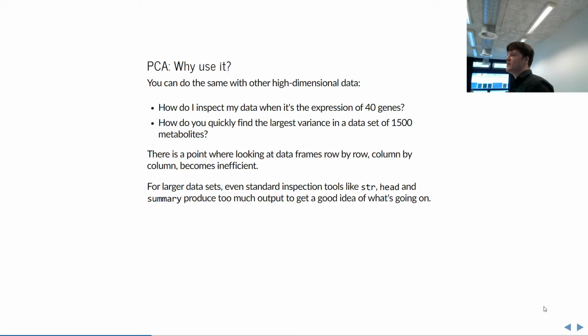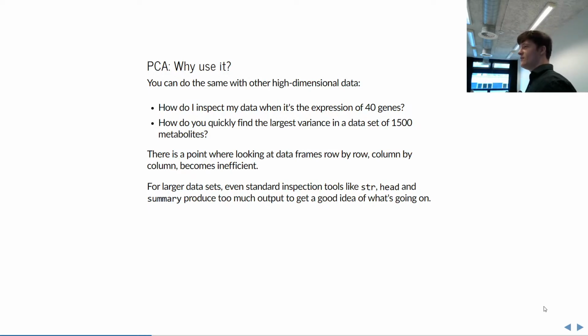If you work in metabolomics, it's quite normal to have in the thousands of metabolites. I did my PhD at a proteomics lab where it's quite normal to have in the hundreds. And then people ask, how do they interact? Well, then you're in the tens of thousands. So yeah, data sets can get really large really quick.